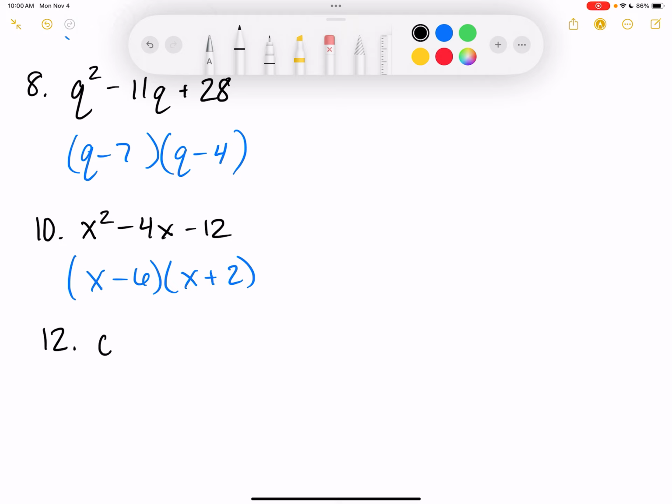C squared minus 9c minus 18. So I need factors of negative 18 that give me negative 9. 3 and 6. 3 and negative 6? No, that doesn't work. Negative 3 and positive 6 gives you 3. So it's gonna be 2 and 9, which gives you 11. It's not factorable. Negative 3 and 6, negative 6 would give me a positive 18. Not factorable.